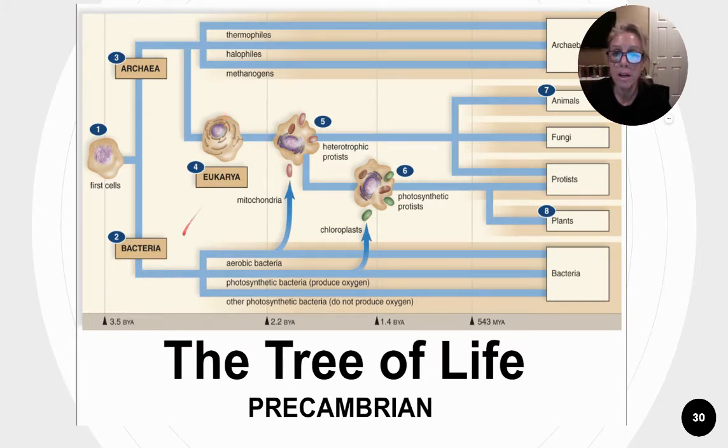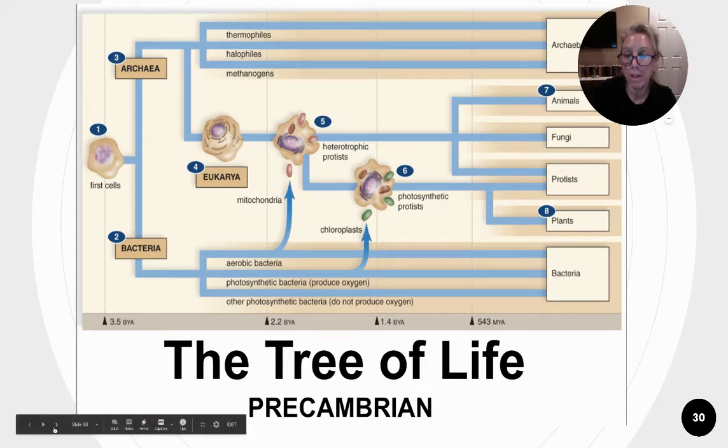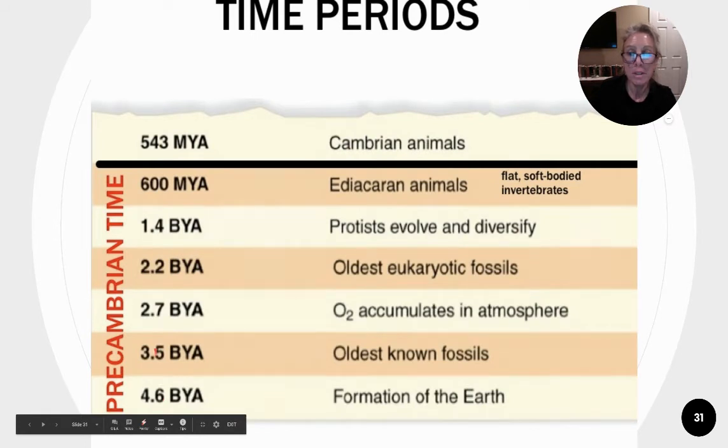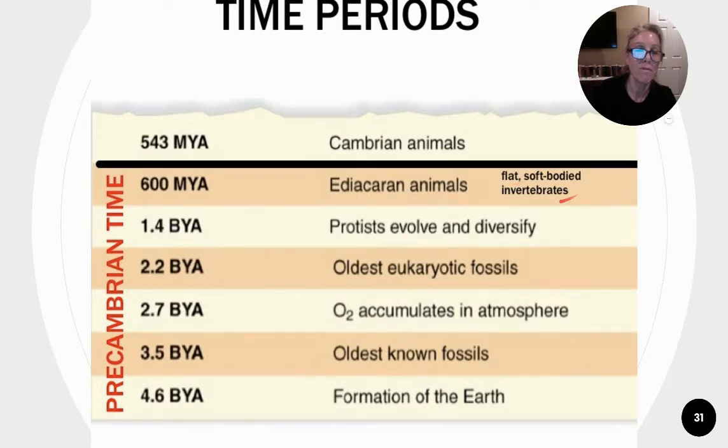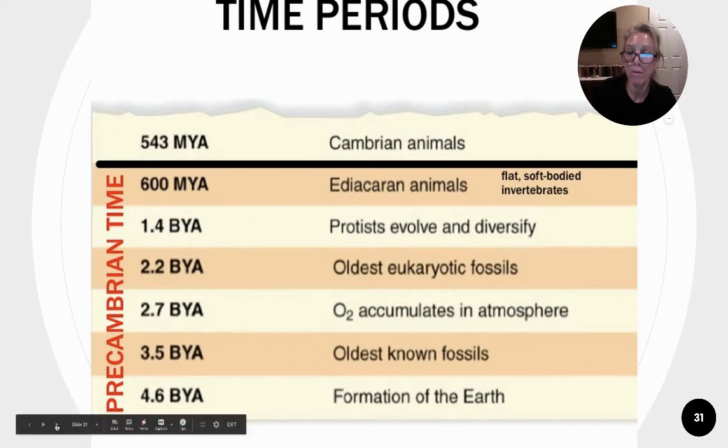You can see a little bit of the endosymbiotic hypothesis, where some bacteria went to live inside other bacteria and formed heterotrophs or autotrophs. Okay, now this is still, look, 2.2, 1.4. Right about here, we're starting to transition into the Paleozoic era. All of this right here would be during Precambrian times. So Precambrian times, listed by billions of years: formation of the earth, oldest known fossils, oxygen accumulates, you get eukaryotes, protists evolve, and then you get these Ediacaran fossils, really flat, soft-bodied invertebrates. I will show you a picture of them momentarily.